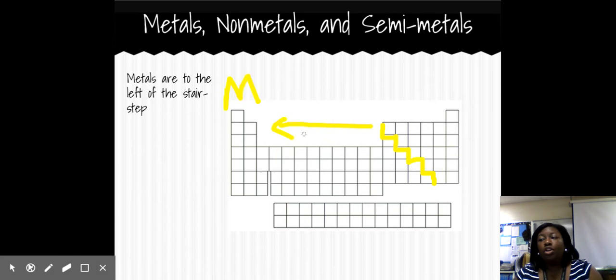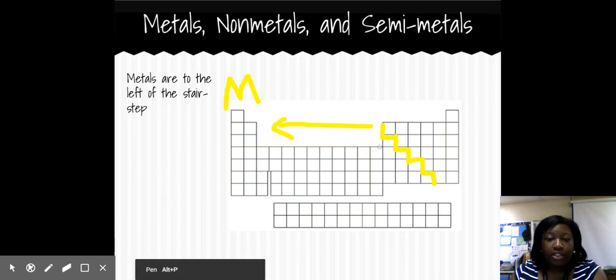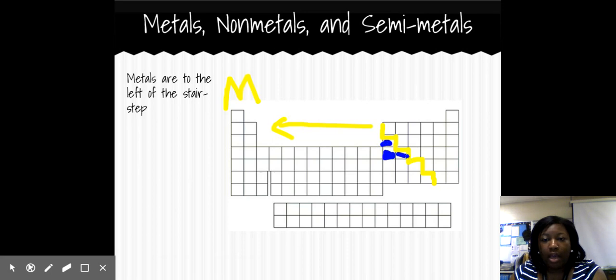Semi-metals, I'm going to tell you right now, are also called metalloids. That's what I've always been told, that's what I've always learned. So when you hear me say metalloids, those are your semi-metals. These are the ones that hang around or touch the staircase somehow, some way. So these are your metalloids or your semi-metals. Okay.